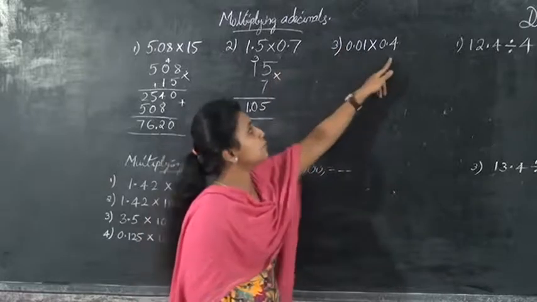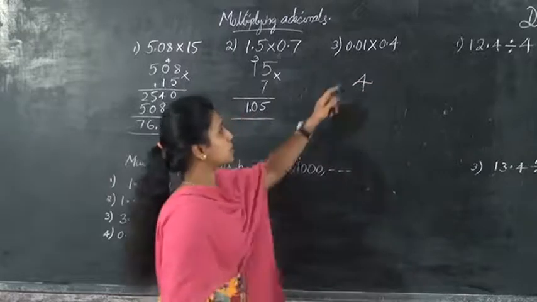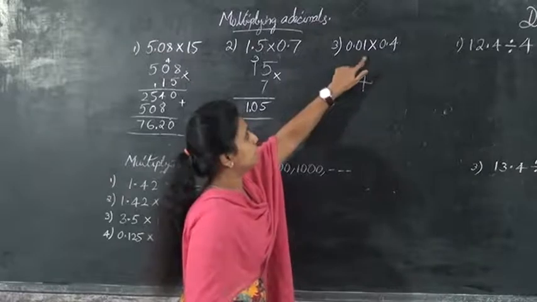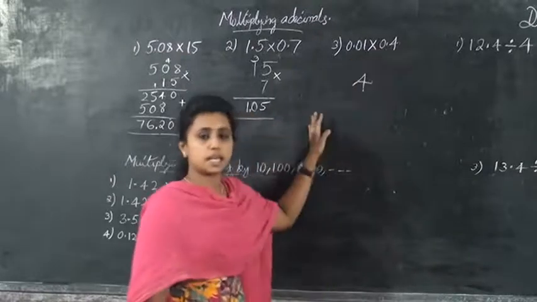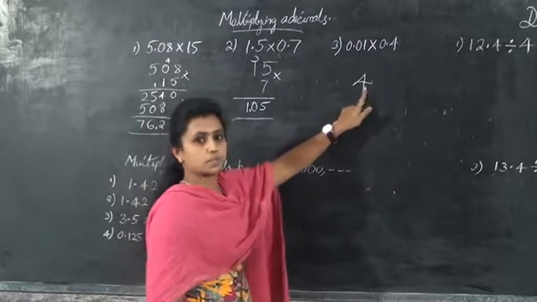1 into 4 is 4. Then you want to count the number of decimal places. Here 1, 2 decimal places. Here only 1. So 2 plus 1 it is 3 decimal places, which means you want to count 3 decimal places from the right of this product.